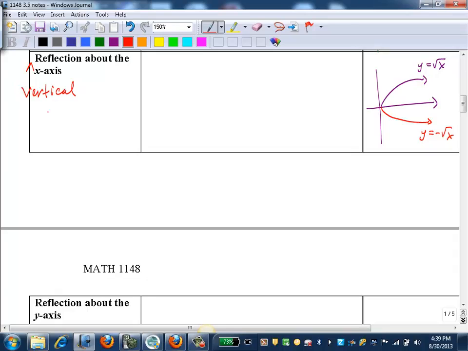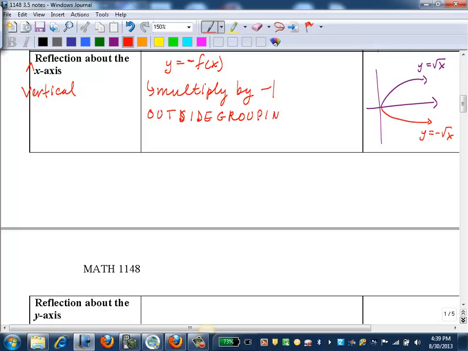But I want you to remind yourself that it's a vertical reflection, because that'll help you when you work through these problems shortly. Okay, so what did we do to the equation? We took our function f of x, and we multiplied by negative 1 out in the front. So we multiply by negative 1, and remember, this is important, it's outside the grouping symbol, which in this case is the square root.